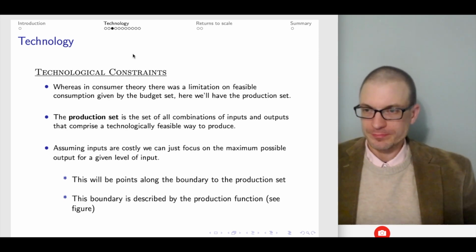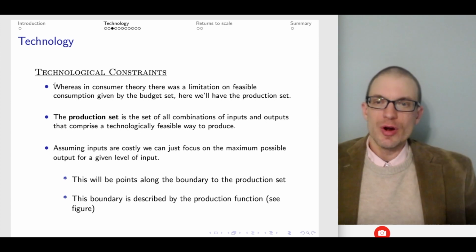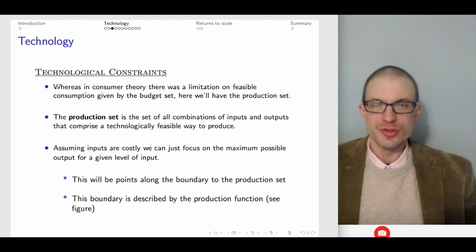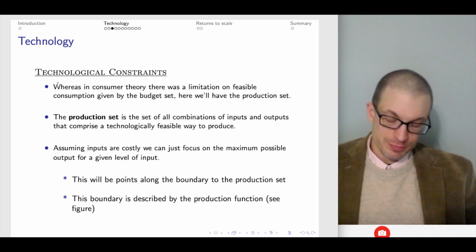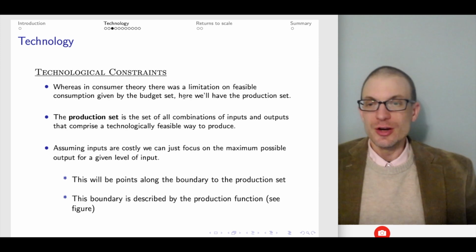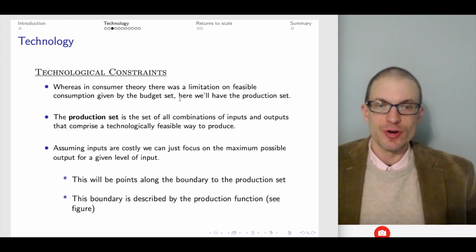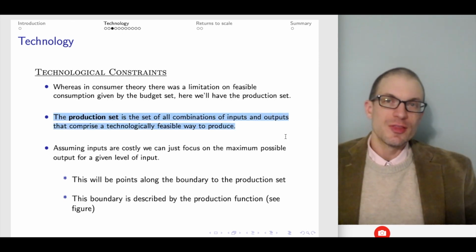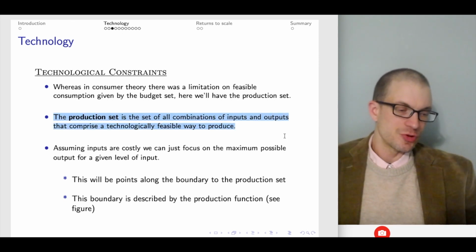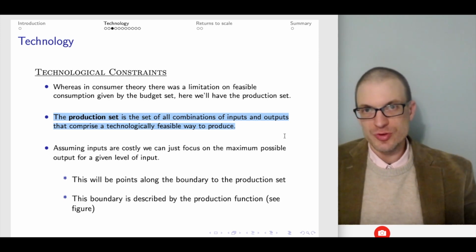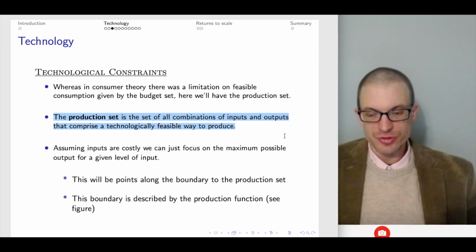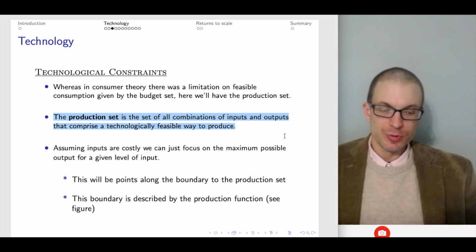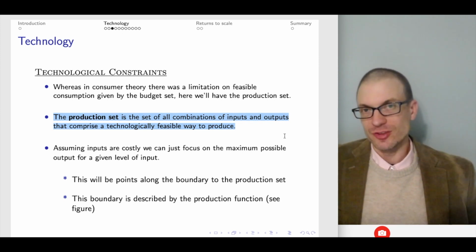All right, so whereas with consumer theory we had limitations on what could be consumed based on the consumer's budget, which would stretch as far as possible given the relative prices, here, rather than having the budget set, we will have the firm's production set, which is the combinations of inputs and outputs that are technologically feasible to produce. You can think of all the collections of outputs you can get given the combinations of inputs you're using. You can think of the frontier, where you're employing all inputs, as the maximal possible outputs you can get.